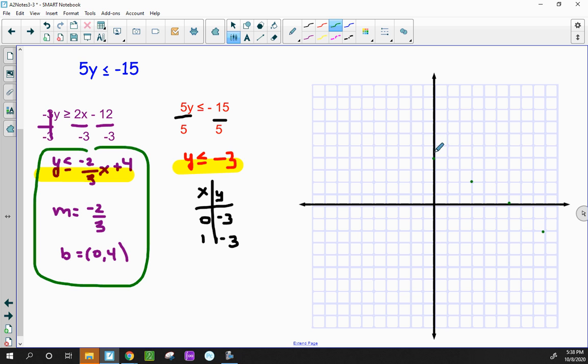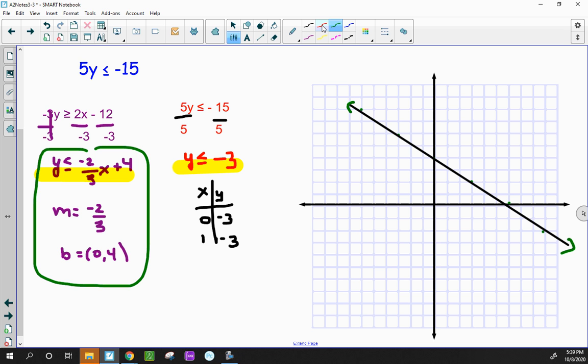And then back to the beginning, I'll go up 2 and left 3. Before I connect it, pay attention to my symbol. It is less than or equal to, which means equal to, so I need a solid boundary. And so this is a look at what that boundary line looks like. I'll come back to it in a second for the shading.